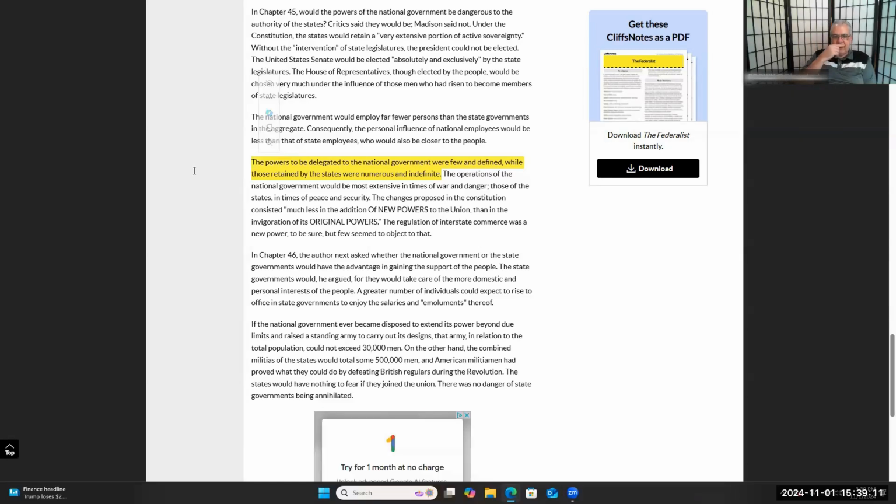People often think that the president's going to go into office and start doing things that all the states have to do, right? No. The powers delegated to the national government were few and defined. This is the stuff you need to know. While those retained by the states were numerous and indefinite. So the people have the power. The people are sovereign, not your president, not the monarch, not the king.